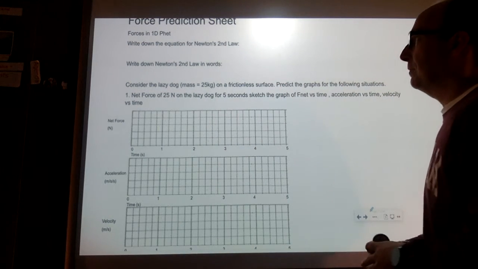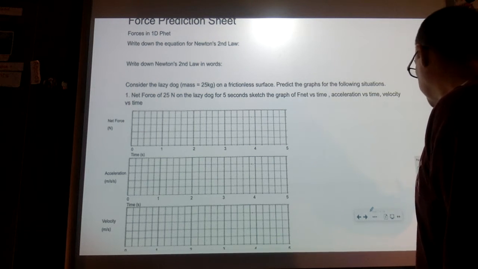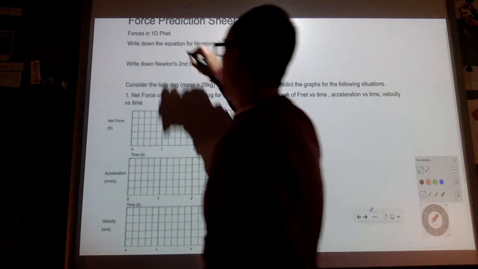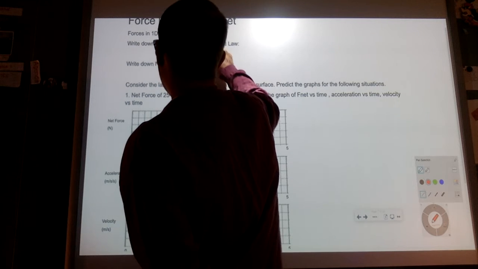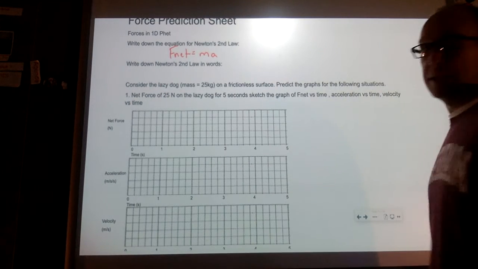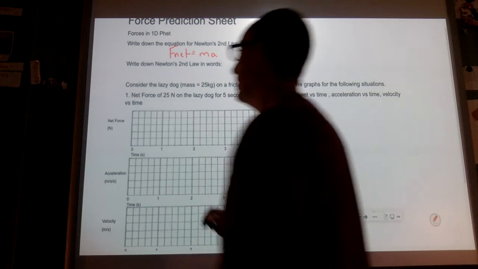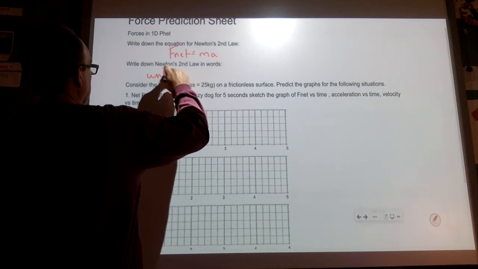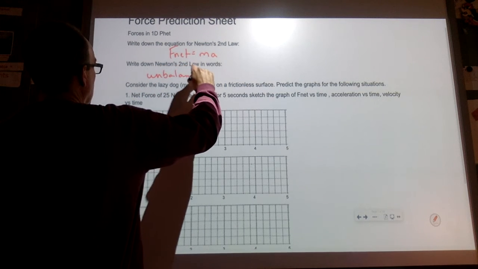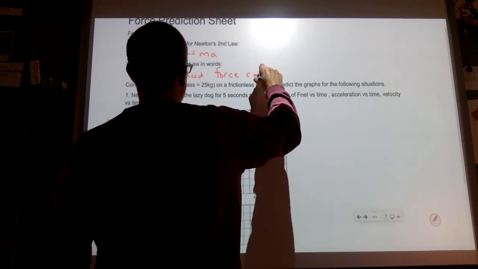So the first thing that we need to do is write down the equation for Newton's second law. That's going to be Fnet is equal to ma. What does this mean in words? In words, it means if I have an unbalanced force, it causes acceleration.